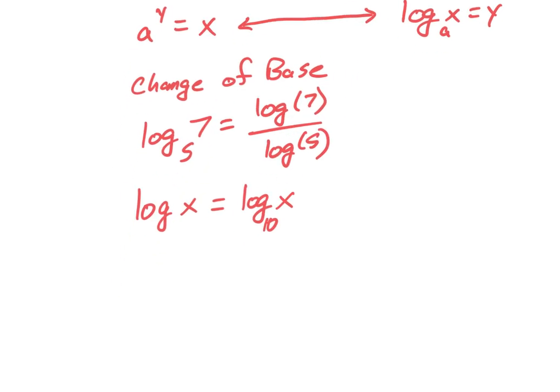I could do the same thing for ln. If I have the ln of y, that's the same thing as ln base e of y. ln is always assumed to be base e. If there is no base, it's assumed to be an e. So log is base 10, ln is base e.